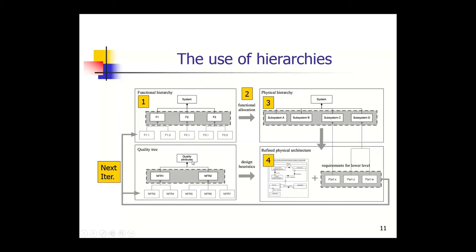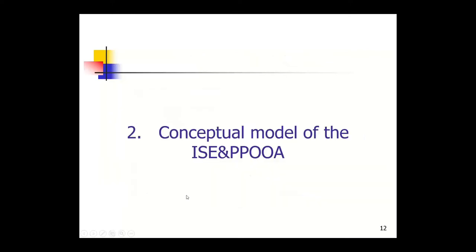Another important hierarchy is the quality attributes. When you have quality attributes, for example, safety, maintainability, reliability, resilience, etc., you have the non-functional requirements that depend on each quality attribute. I will explain briefly the conceptual model or the ontology that supports this methodology. I developed this to help understand the terms that are used in the methodological process.